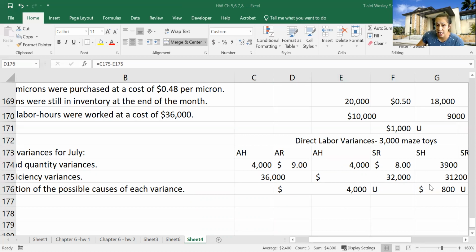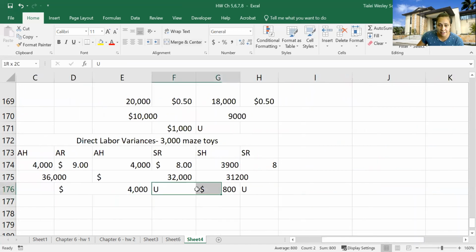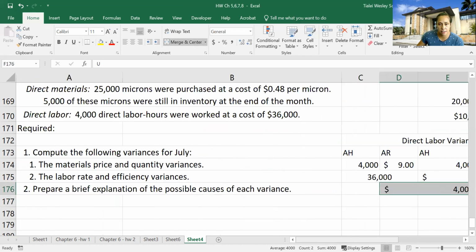The labor efficiency variance, the $800 unfavorable. Since it's unfavorable, the actual number is greater than the standard. As with other variances, this could have been a number of factors: poorly trained workers, poor supervision, low quality materials, requiring more labor time to process, and machine breakdowns. Yeah, so these are some of the factors that could be playing a role in your efficiency variance. So this is our efficiency variance over here, and this is our rate variance. And that's it for this video.